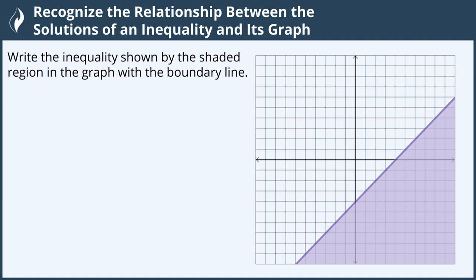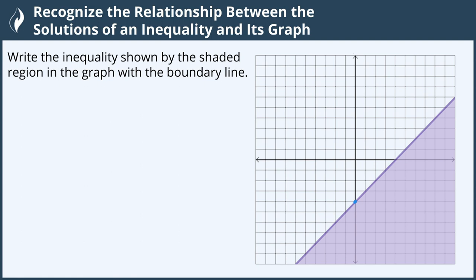Hi everyone! In this video, we will recognize the relationship between the solutions of an inequality and its graph. Write the inequality shown by the shaded region in the graph with the boundary line. Here we have a graph of a line that's going through a y-intercept and it has a slope.